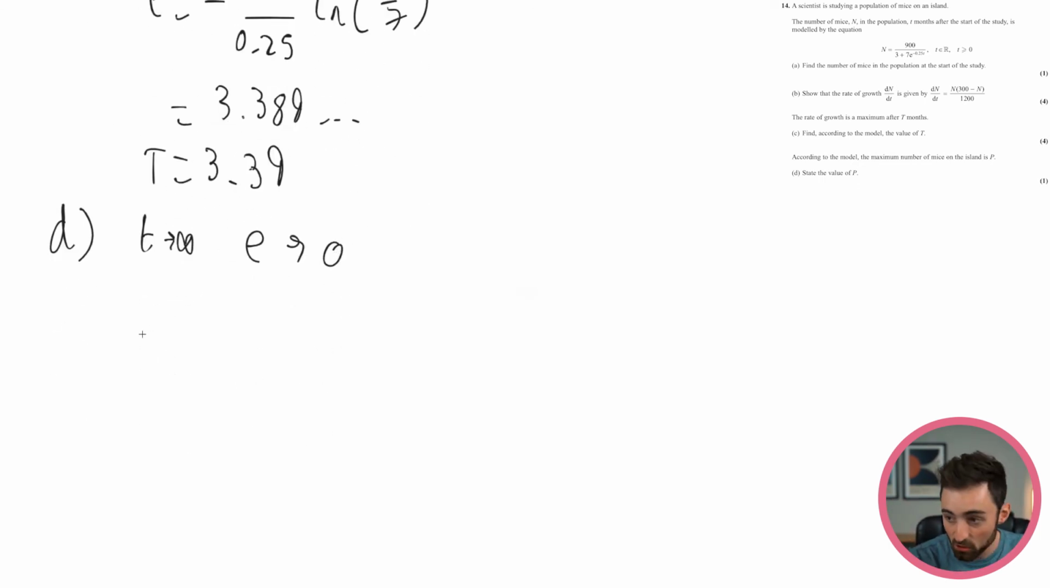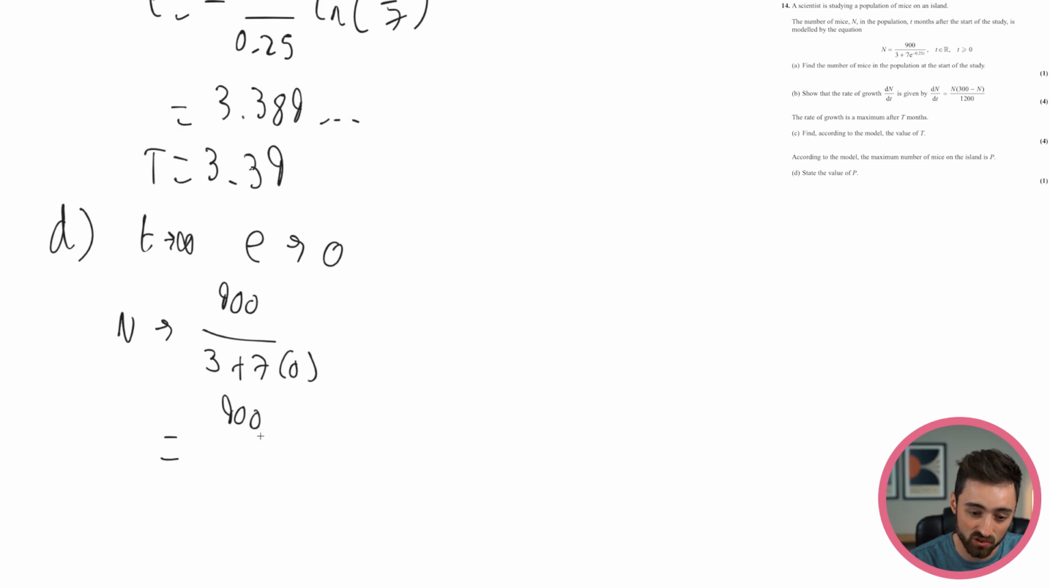So, in other words, n, as t goes to infinity, is going to tend to what? It's going to be 900 over 3 plus 7 times 0, isn't it? So what's this going to be? It's going to be 900 divided by 3, which is 300 there. Because it tends to 300, it's never quite going to hit it, so you could maybe say that the maximum is 299, but 300 would be totally acceptable here as well. So 300 is going to be my value of p.